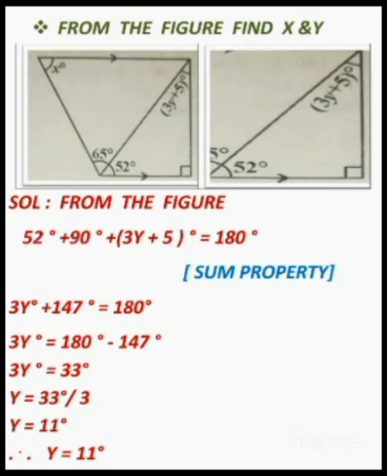Okay, now let us add 52 plus 90 plus 5. So you will get 3y plus 147 which is equal to 180 degrees. Now let us transpose 147 to the right hand side. So 3y is equal to 180 minus 147. So 3y is equal to 33 degrees. Now let us find out the value of y. So y is equal to 33 by 3, which is equal to 11 degrees. 3 elevens are 33. So now you got the value of y is equal to 11 degrees.